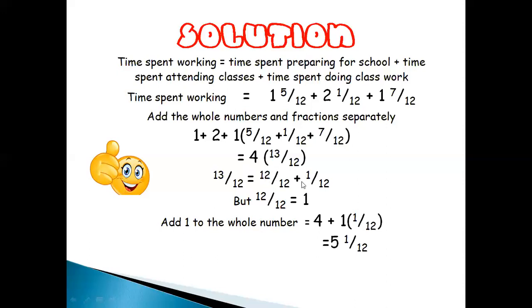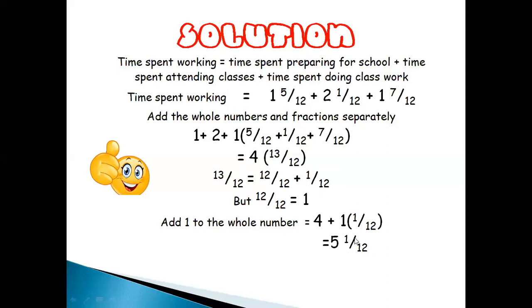And why am I separating it? I want to change this to a whole number. So what is 12 over 12? 12 over 12 is the same thing as 1. So I will add this 1, which is my whole number, to the 4 I have here already. So 4 plus 1 will give me 5. And then the fraction that is left, 1 over 12, I'll just bring it here and write it as 1 over 12.